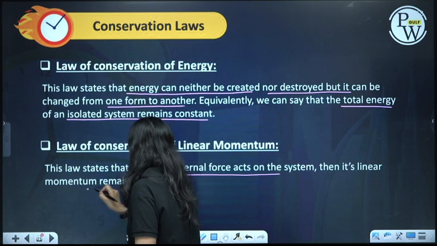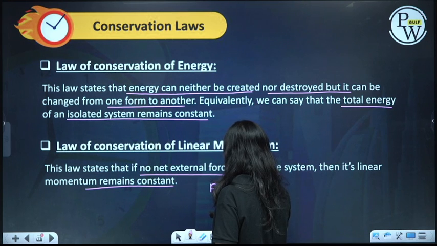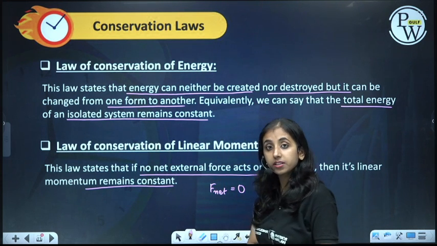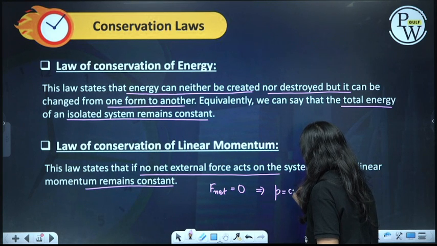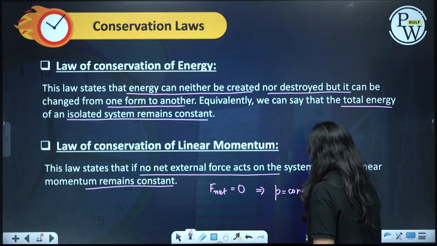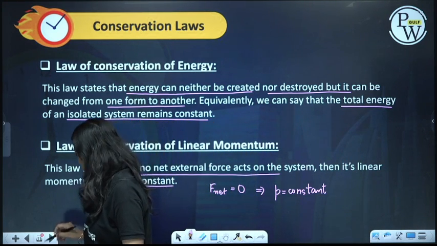Okay, what does this law say? That if F net on a system, the net external force on a system, is 0, then the momentum is constant. Okay, then the momentum remains constant. This is the law of conservation of linear momentum.